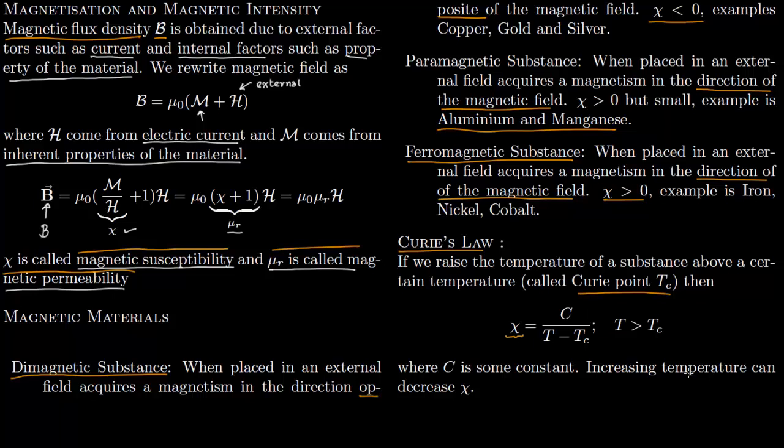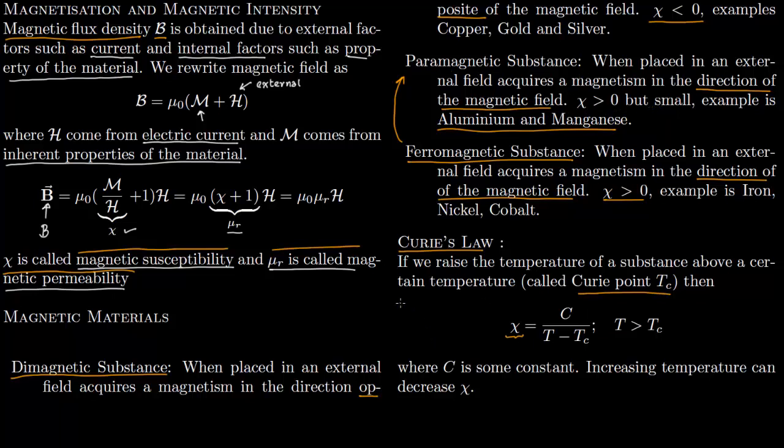So basically you could make a ferromagnetic substance into a paramagnetic substance if you keep heating it. For example, if you keep heating iron at extremely high temperatures, it will become a paramagnetic substance because chi will reduce, and chi is really small in a paramagnetic substance.